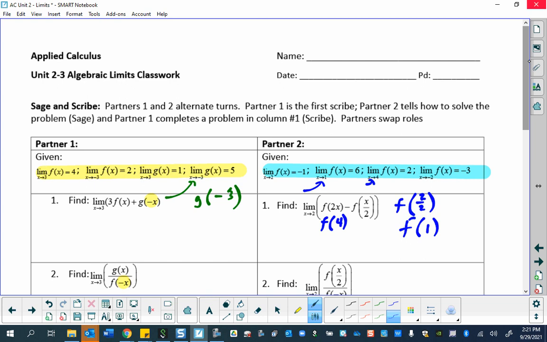If you are partner 1, raise your hand. You are writing first. If you're partner 2, raise your hand. You are talking first. Turn to your partner and say, let's go.